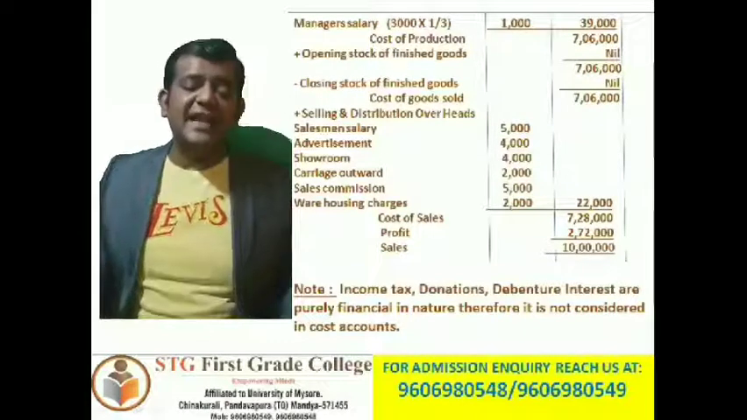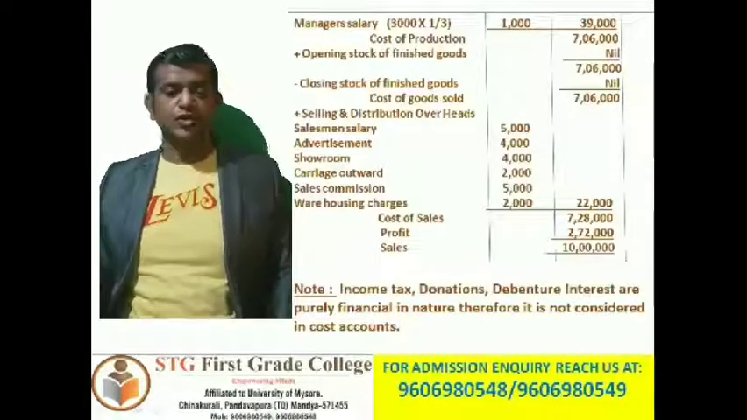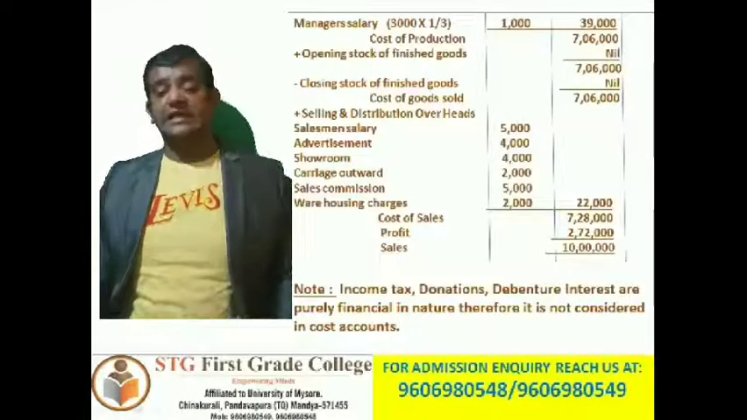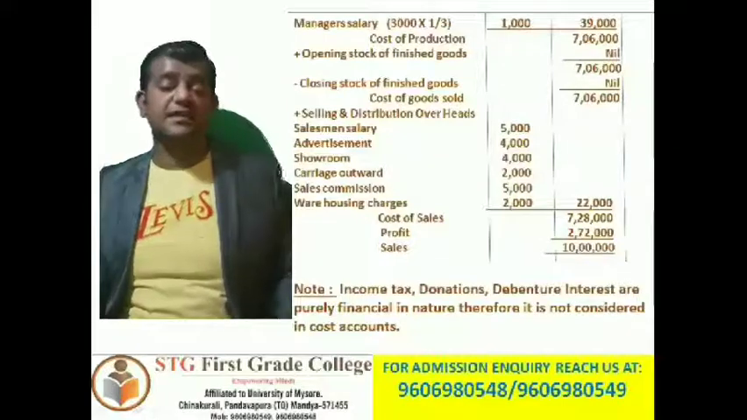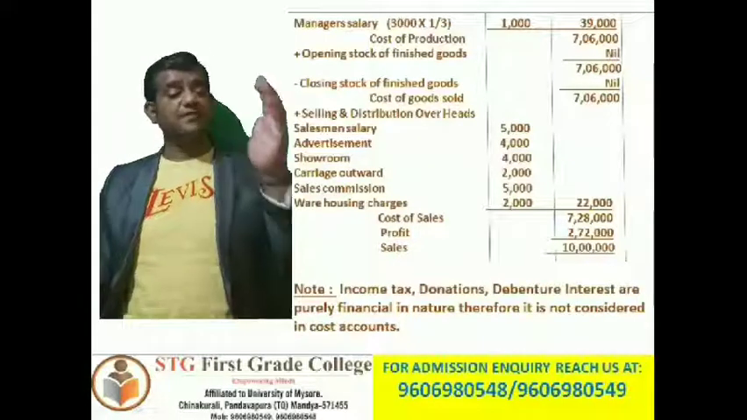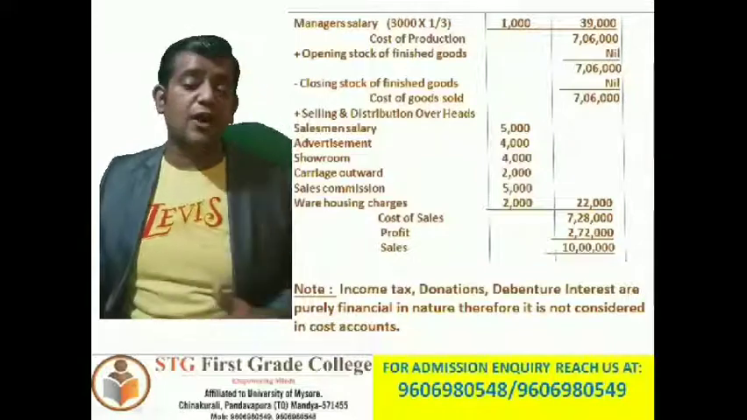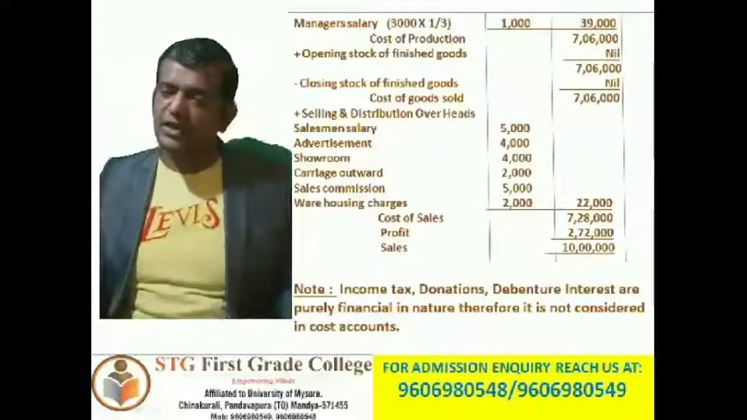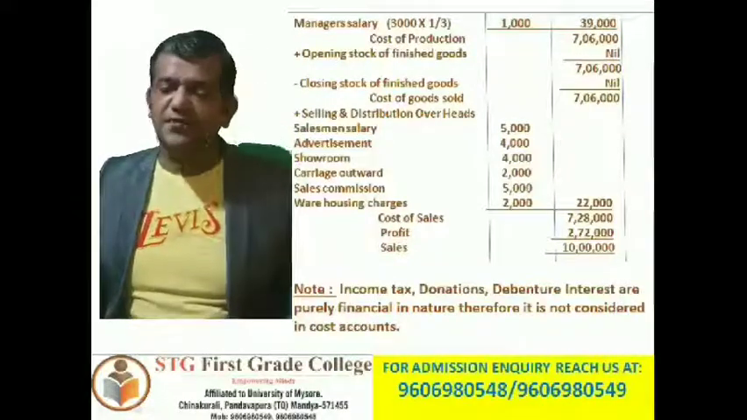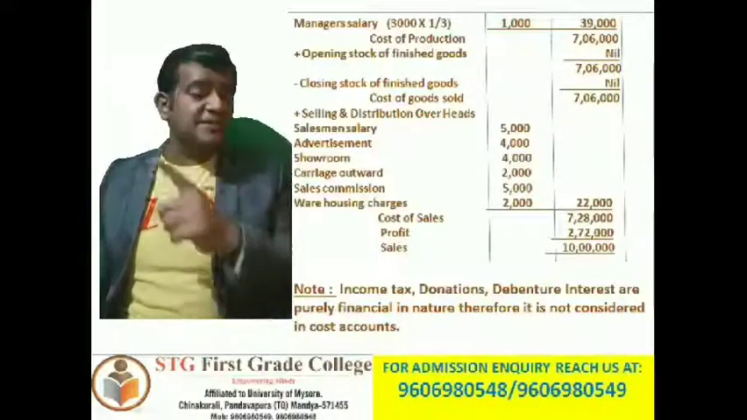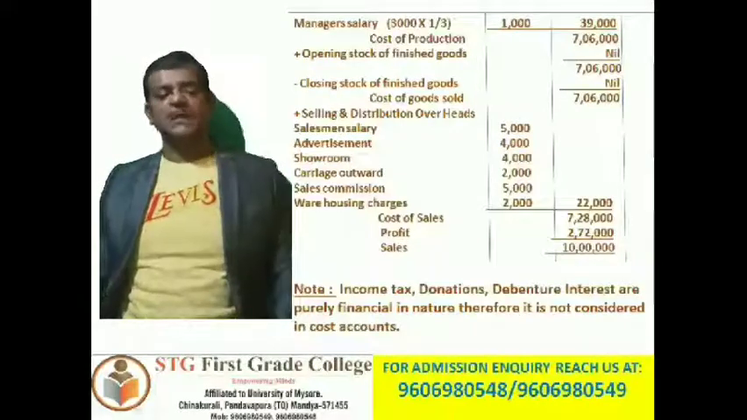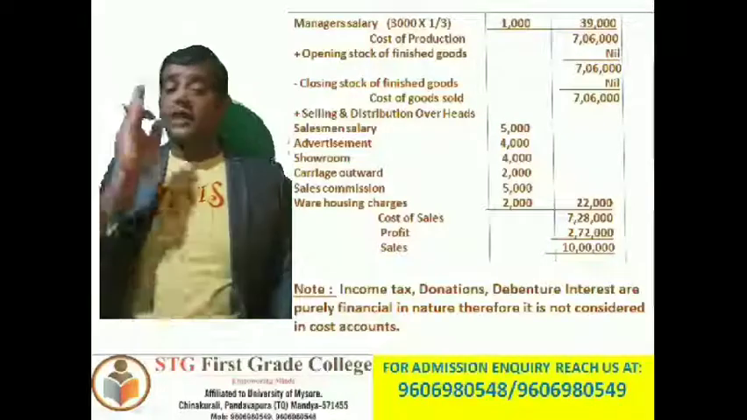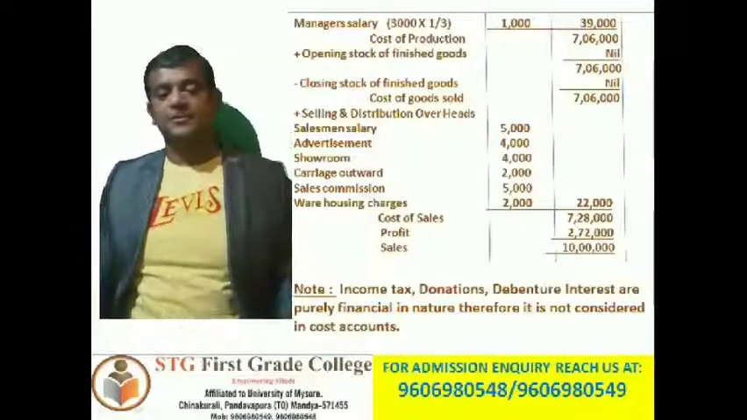Next, add selling and distribution overheads. You have to add the expenditure which has been incurred for the purpose of sales and distribution. For that, number one, salesman salary, how much? 5,000 in the inner column. Then advertisement 4,000. Showroom expenditure 4,000. Carriage outward 2,000 rupees. Salesman commission 5,000 rupees. Then warehousing charges 2,000 rupees.